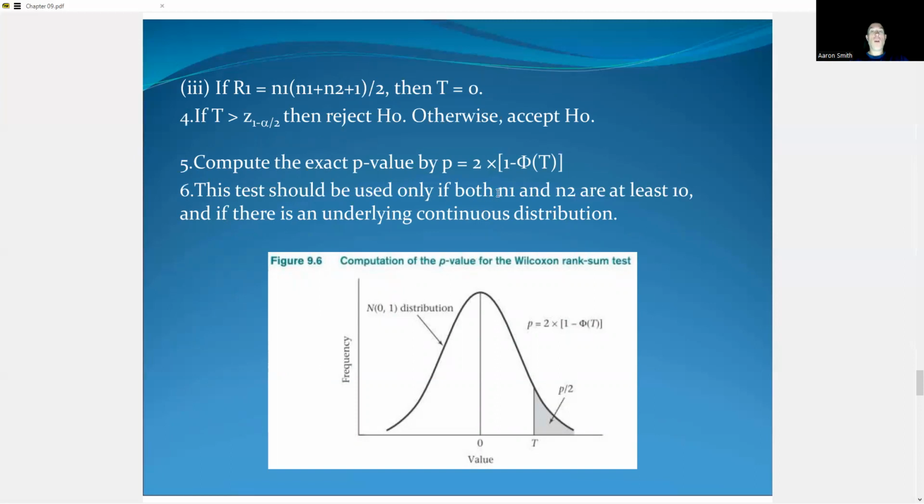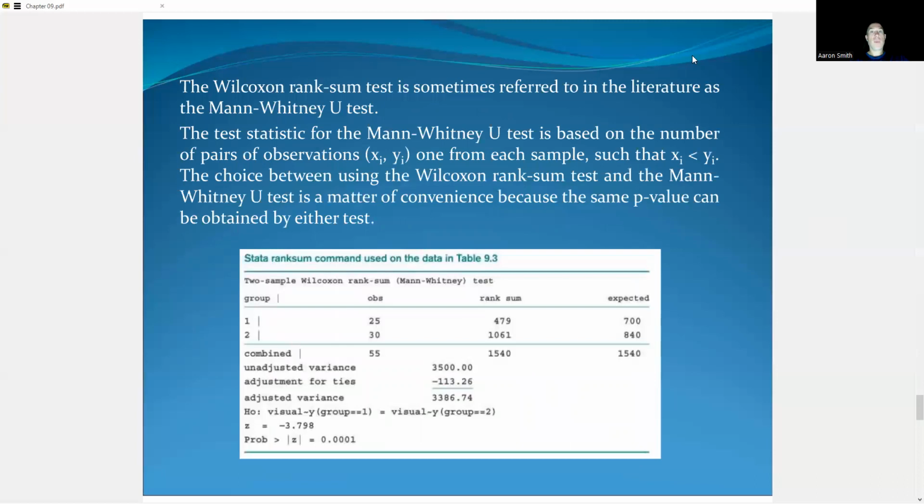All right, so here we want to do this only if both populations have at least 10 observations and if we believe that there's an underlying continuous distribution for them. Now, the Wilcoxon rank sum test is sometimes referred to as the Mann-Whitney U test. This is how I learned it. In class, I learned it as Mann-Whitney U. But if you're in R and you're running the test, you'll be using the wilcox.test function, just to let you know.